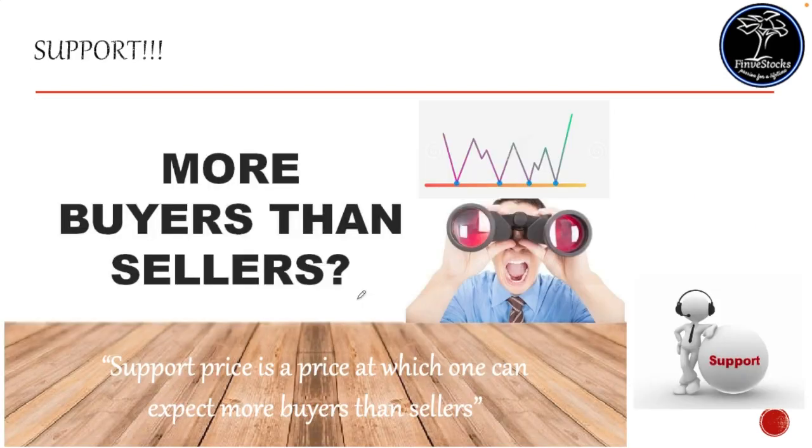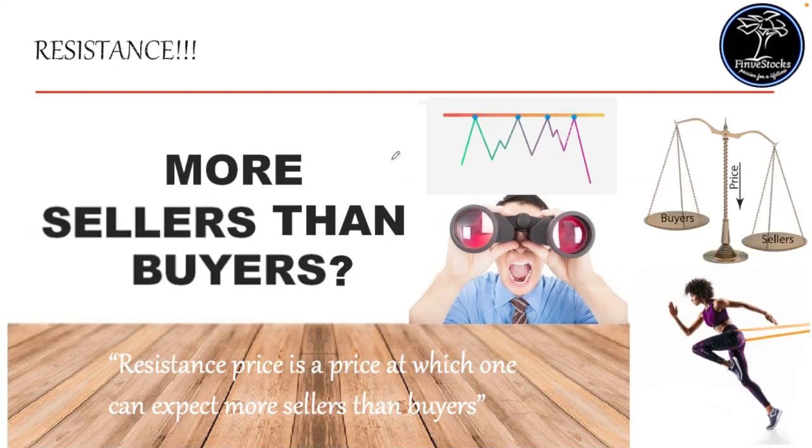So always support is termed as more buyers than sellers. So support price is a price at which one can expect more buyers than sellers. This is a typical example wherein the stock touched a particular zone. From there it got reversed because of a lot of buyers in demand. Again it will come back to the same line. Because of buyers' action, it will push back. Similarly, if three times the price action is happening at the same zone, this zone we can term as support zone.